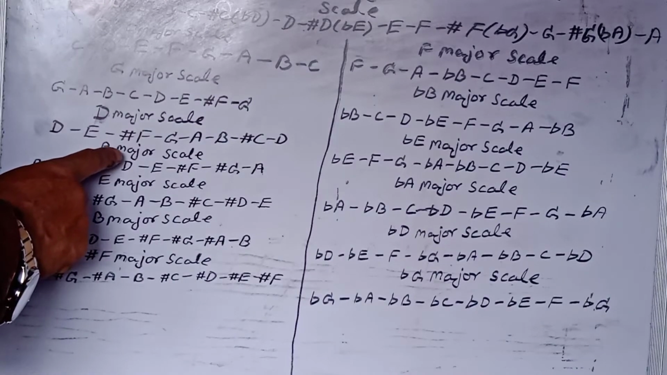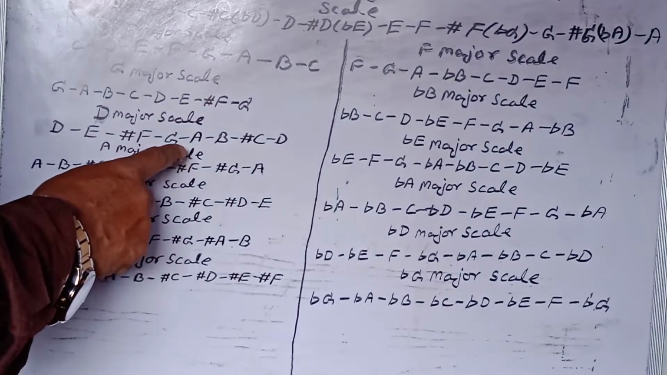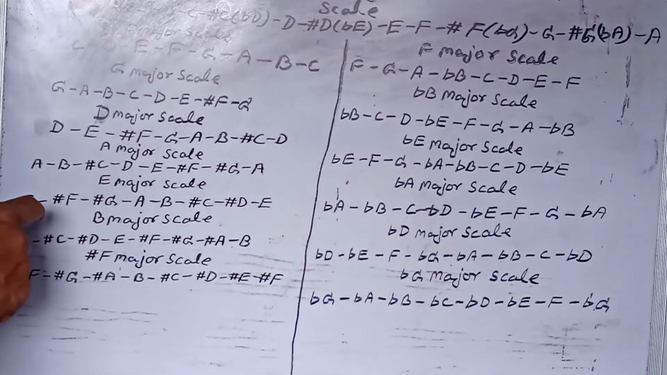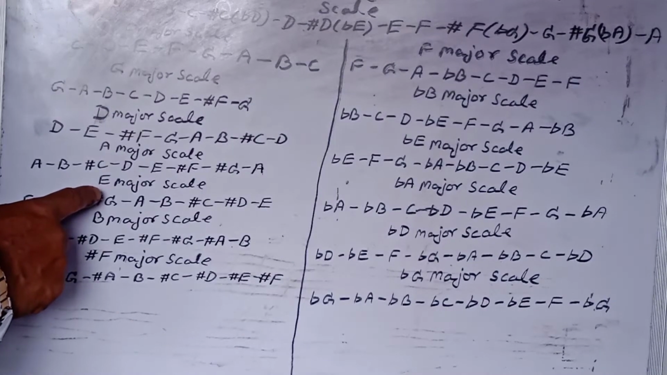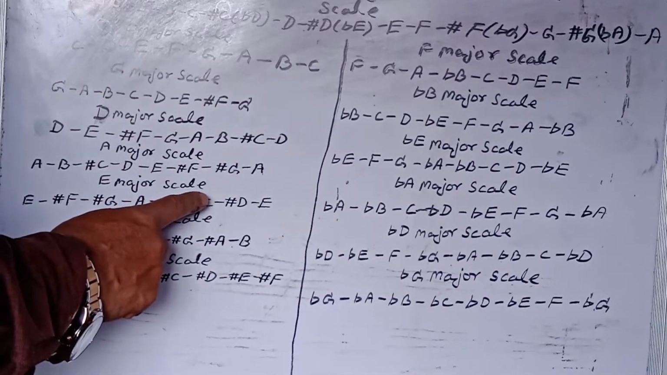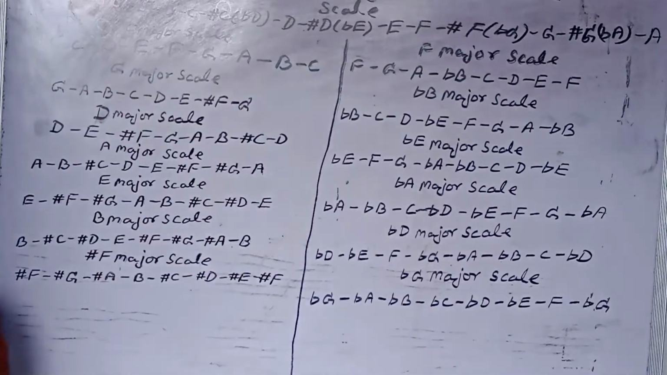Now in the case of the A major scale, the root note is A, then a tone to B, then again a tone to C sharp, semitone D, then a tone to E, again a tone to F sharp, then again a tone to G sharp, then a semitone to A. Now in the case of the E major scale, E, a tone to F sharp, then G sharp, semitone A, tone B, then C sharp, tone D sharp, again a tone, then a semitone to E.